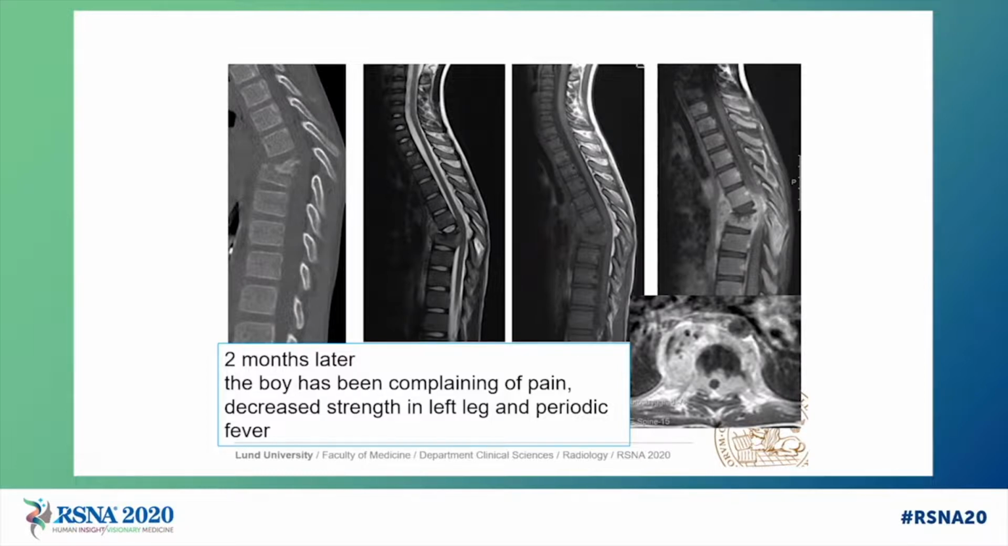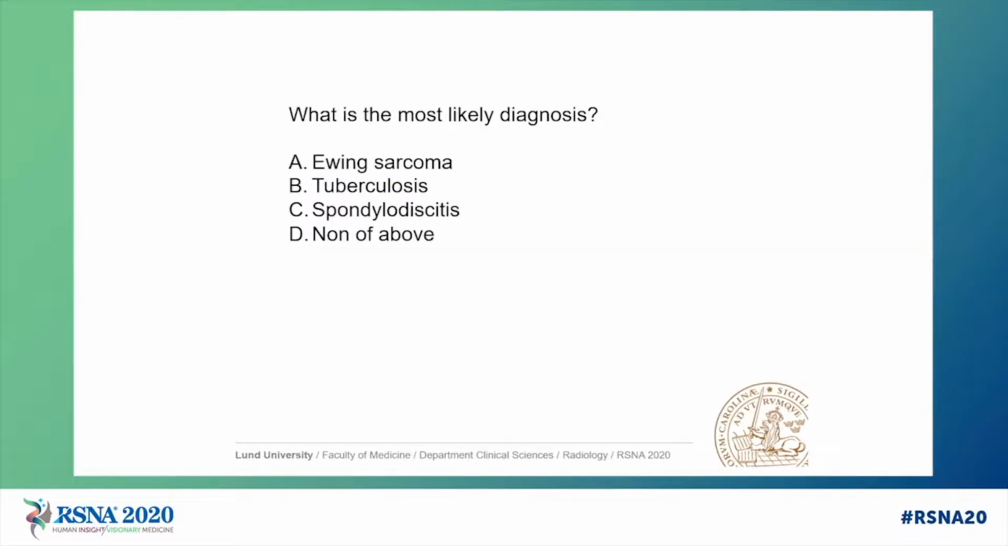So what is the most likely diagnosis? Ewing sarcoma, tuberculosis, spondylodiscitis, or none above? This was a case of tuberculosis.